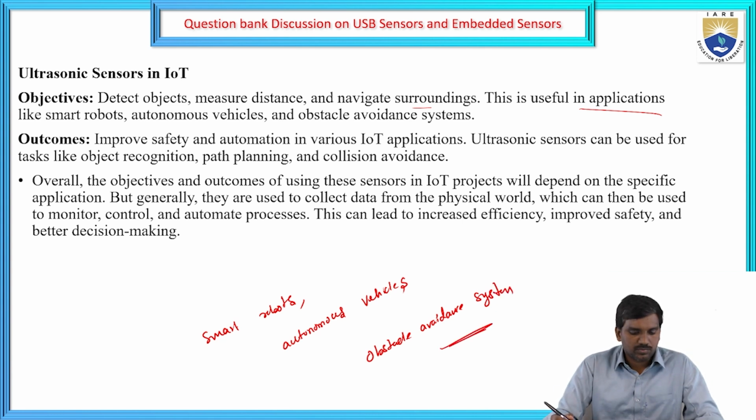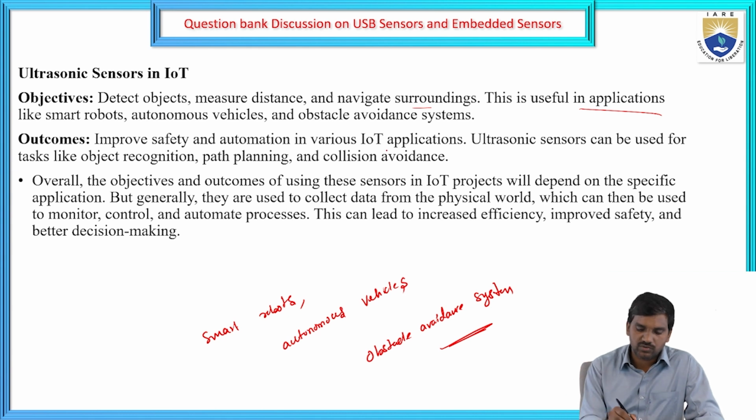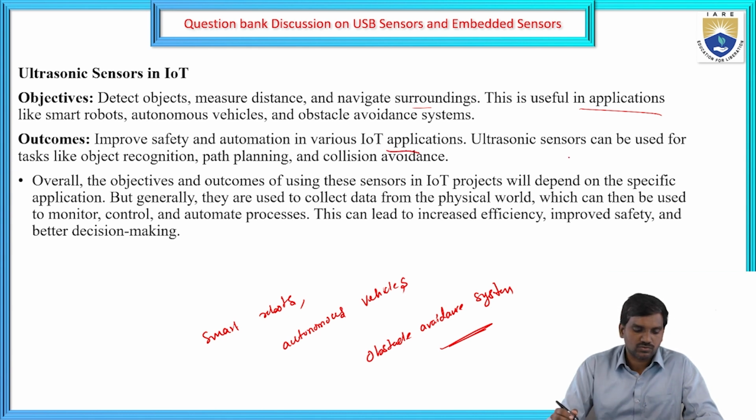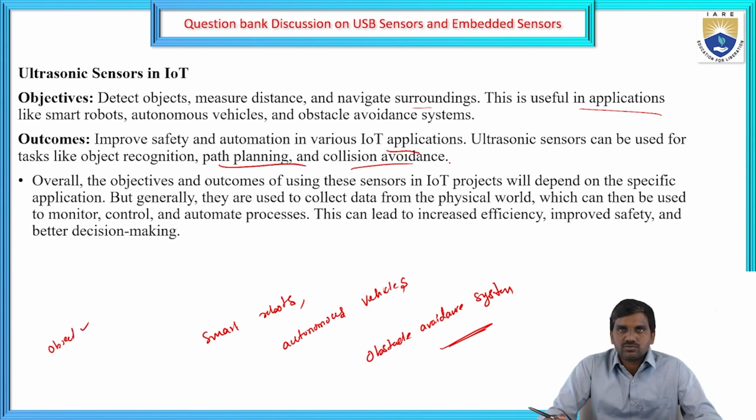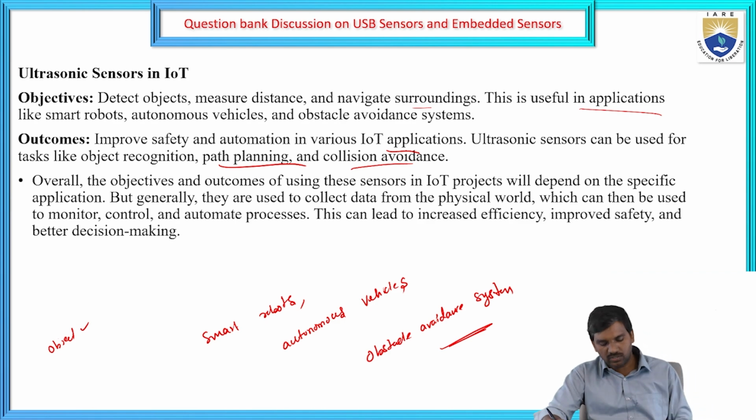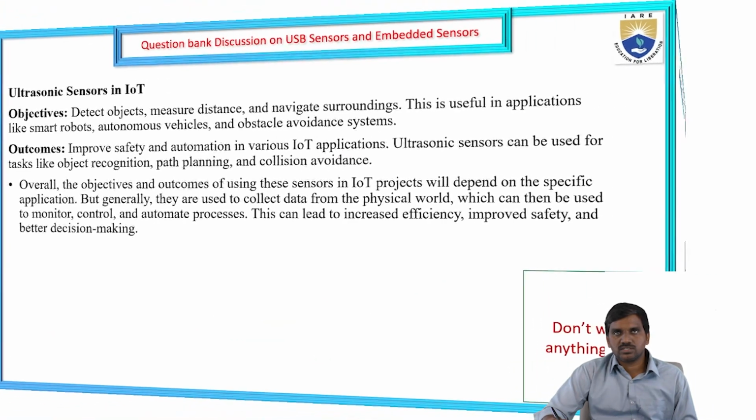And outcomes: improved safety and automation in various IoT applications. Ultrasonic sensors can be used for tasks like object recognition, path planning, and collision avoidance. So these are the main objectives and outcomes of ultrasonic sensors in IoT.